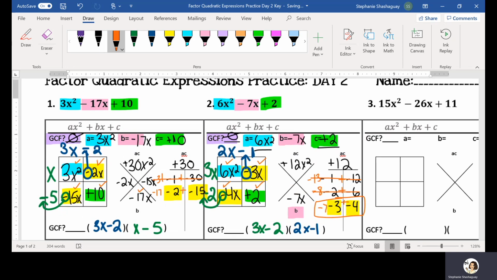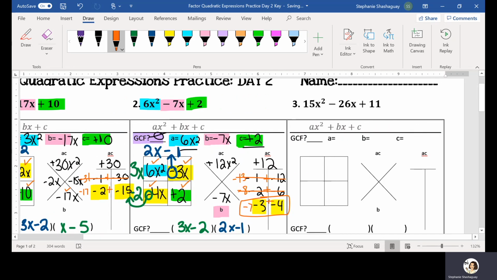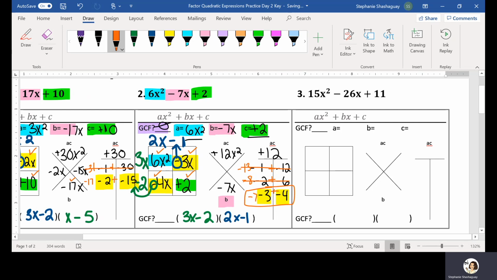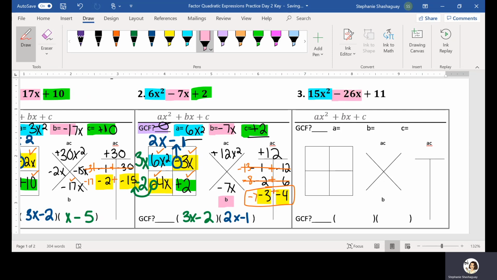All right, one more to go for this video, and that's going to be number 3. All right, we have 15x squared, negative 26x, and negative 11. Is there a greatest common factor, or GCF, for this expression? Well, this positive 11 is going to tell me automatically no, because 11 is a prime number. It's only divisible by 1 and 11, so that means there is not a number I can factor out.